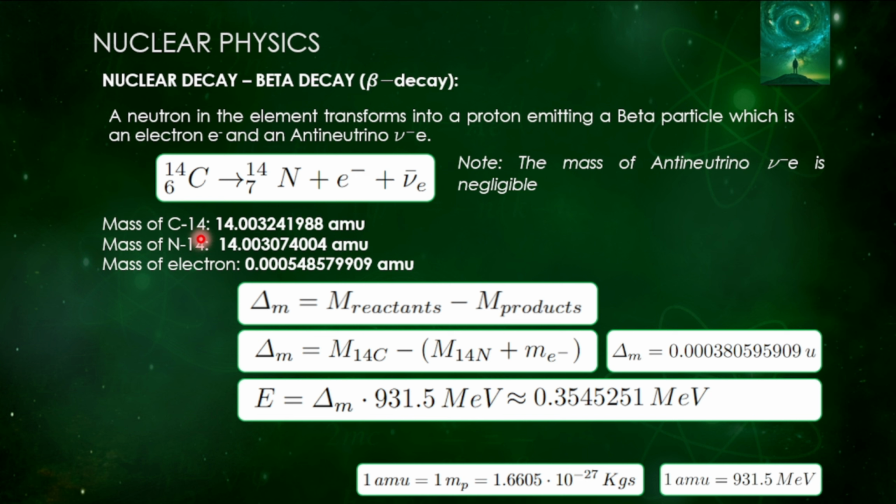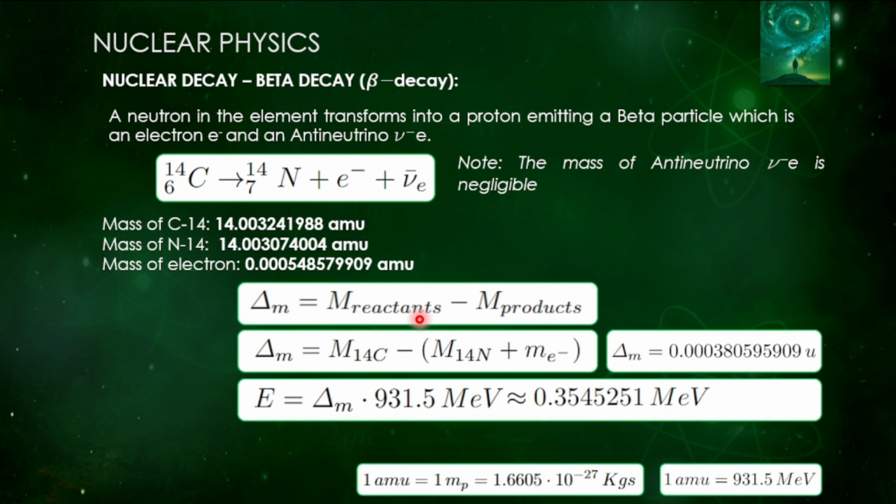The mass of carbon C14 is at first 14.0032419888 AMU. Mass of N14, the nitrogen, almost the same mass, 14.00307. Mass of electron is this value. Here we're trying to get the energy from that type of decay, which is a very low energy, but nevertheless.